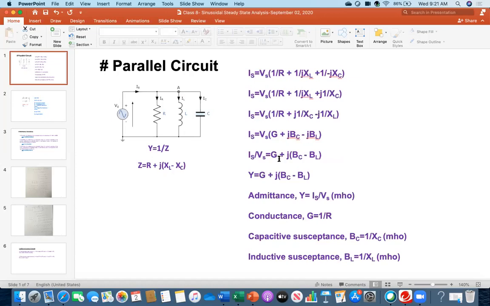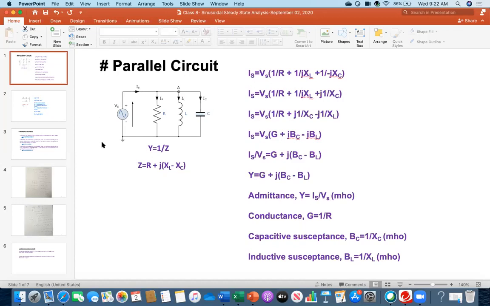Okay, so moving forward, I got this one. From this, the J is the common factor. So BC minus BL. And what I did, everybody look at this equation. I took VS here. So IS over VS. Now you see IS over VS. This is called the Y symbol. IS over VS, not V over I. IS over VS, that is the Y. This is G plus J, BC minus BL. And that Y is called the admittance. Admittance, Y equal to I over V.